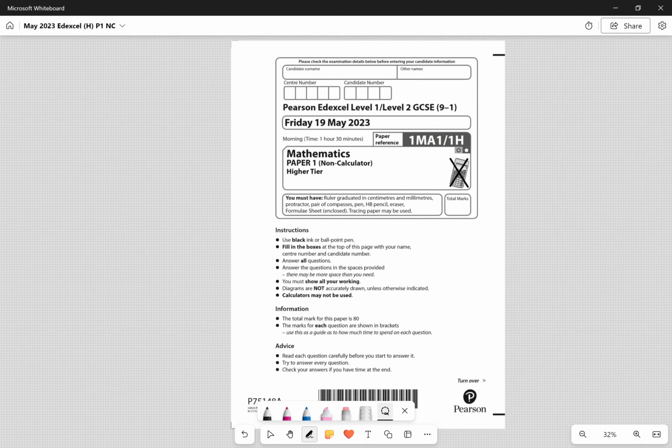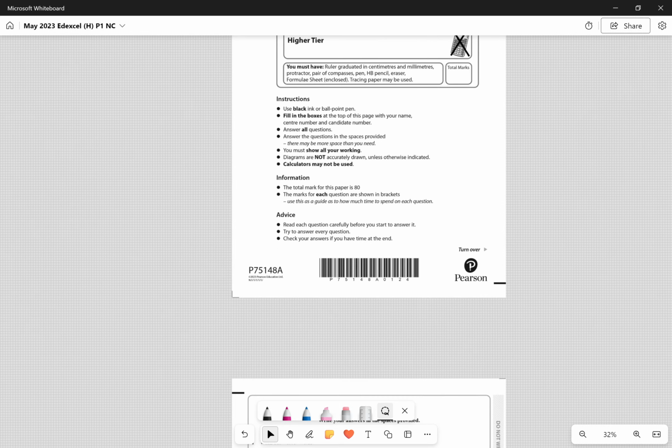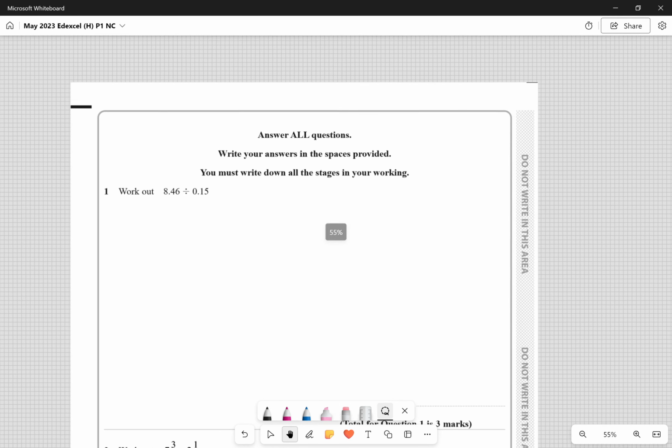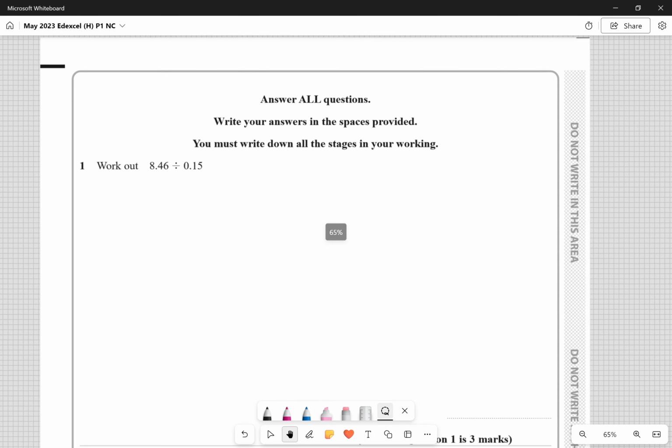Right, the paper we're doing today is the May 2023 paper 1, the higher tier from Edexcel, and it's a non-calculator paper. Question 1. Question 1 is a simple division of decimals.